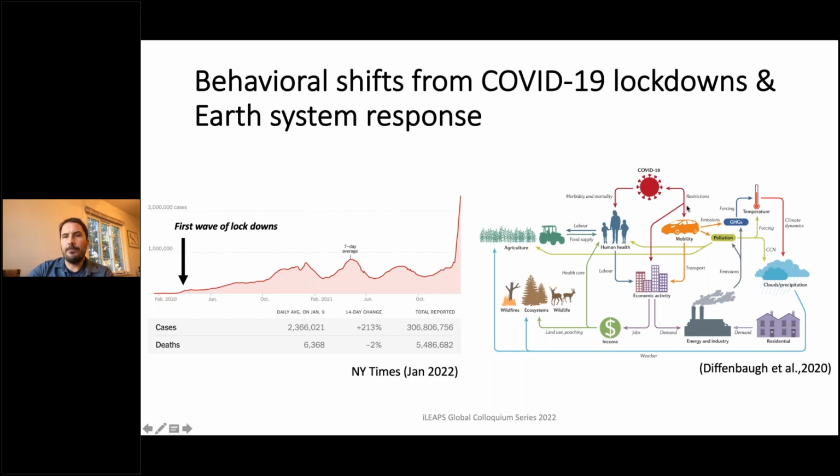And then there were the pathways associated with just the simple restrictions of human activity, particularly on mobility and transportation, which is responsible for about 10% of global CO2 emissions. And then you can track these through to how the reductions in transportation emissions would affect air temperature or affect air pollution and synoptic scale meteorology. And so this is the starting point, I think, for where folks thought that COVID-19 may have this imprint on the Earth system.